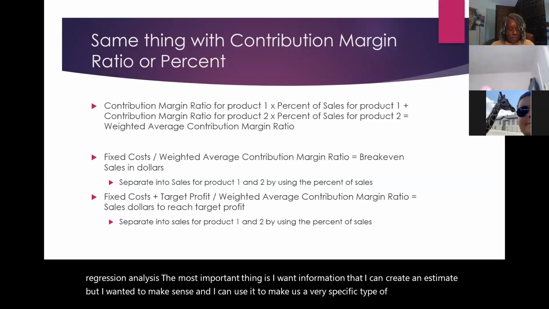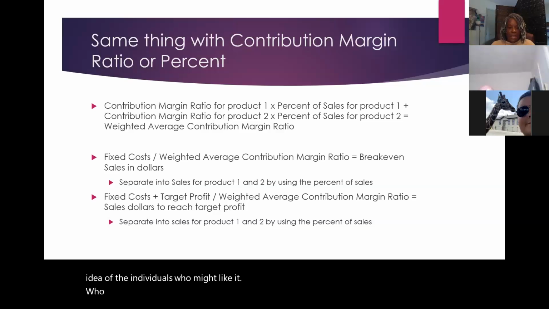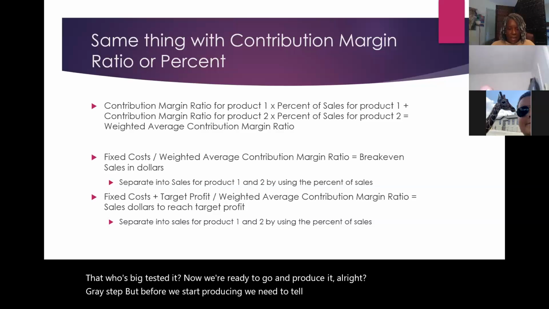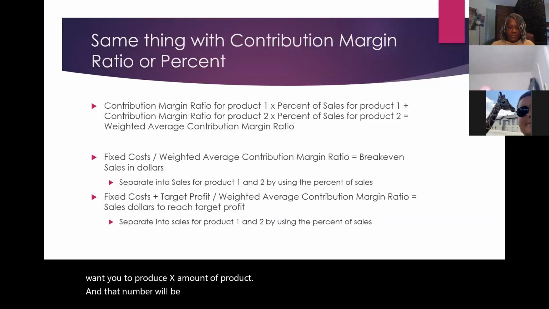I want to produce this product. This is a brand new product. This has already gone through R&D. We've already gotten an idea of the individuals who might like it, who have tested it. Now we're ready to go and produce it. All right, great step. But before we start producing, we need to tell our manufacturing plant managers, I want you to produce X amount of product. And that number will be our break-even point.